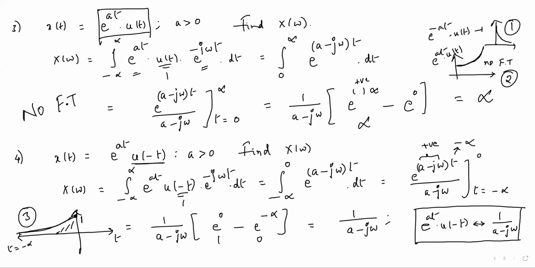Let's go to the next page. Find the Fourier transform of this exponential, which is a both-sided exponential. Fifth question. x of t is equal to e to the power of minus a mod t, provided a is greater than 0. Find the Fourier transform of x of t.